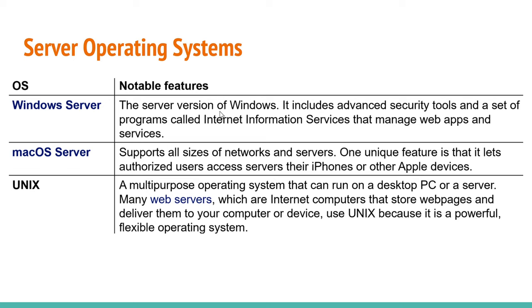Server operating systems. Windows Server is the server version of Windows, with advanced security tools and a set of programs called Internet Information Services, services that manage apps and services. Mac OS supports all sizes of servers. One unique feature is that it lets administrators authorize users to access services on their phones and other Apple devices. Unix is a multipurpose operating system that can run on a desktop PC or server. Many web servers, which are Internet computers that store web pages and deliver them to your computer and device, use Unix because it is a powerful and flexible operating system.